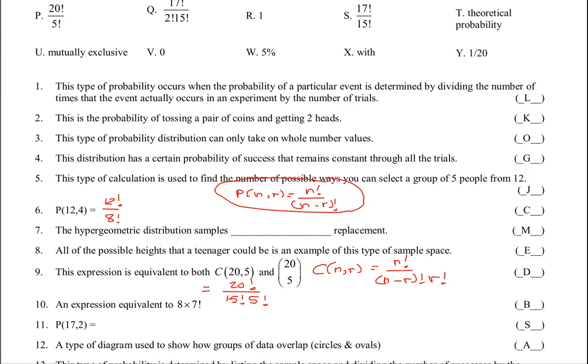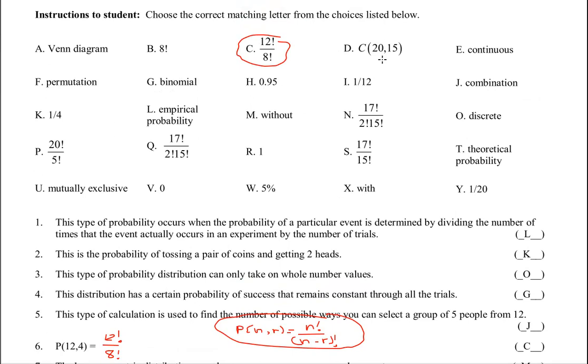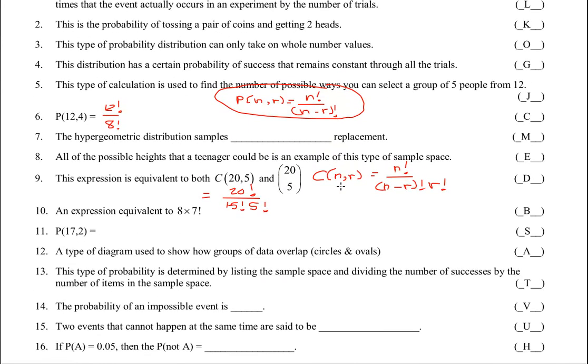Now it says the answer is D here. I'm just going to scroll up a little bit. D is 20 choose 15. So I just want to demonstrate why that is the same as 20 choose 15. So 20 choose 15 according to this would be 20 factorial over, and 20 minus 15 is 5 factorial, and then also the 15 factorial in the end.